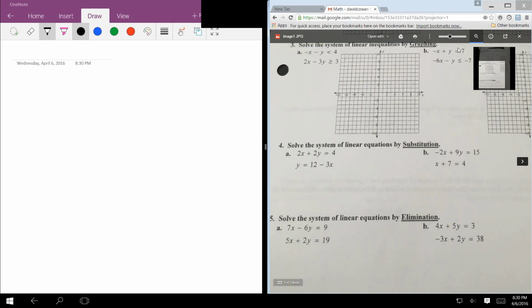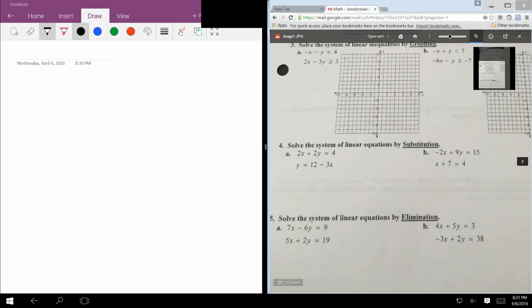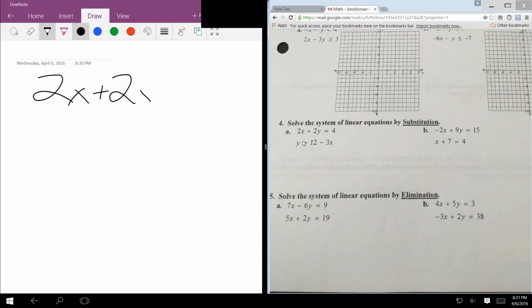We've done one graphing of inequalities. We're going to do B the same way we did A. We are going to put them in y is less than or greater than mx plus b form, and that allows us to draw the line and shade the side. We're going to do it for both, and wherever we have shading in the same area, that's our solution set. Okay?